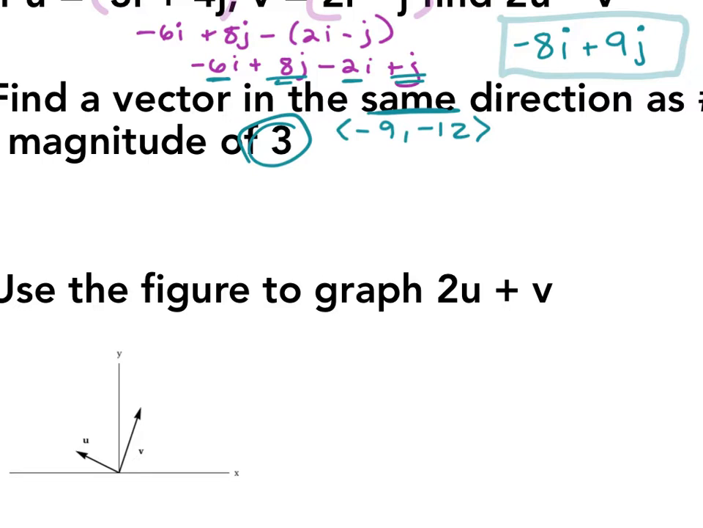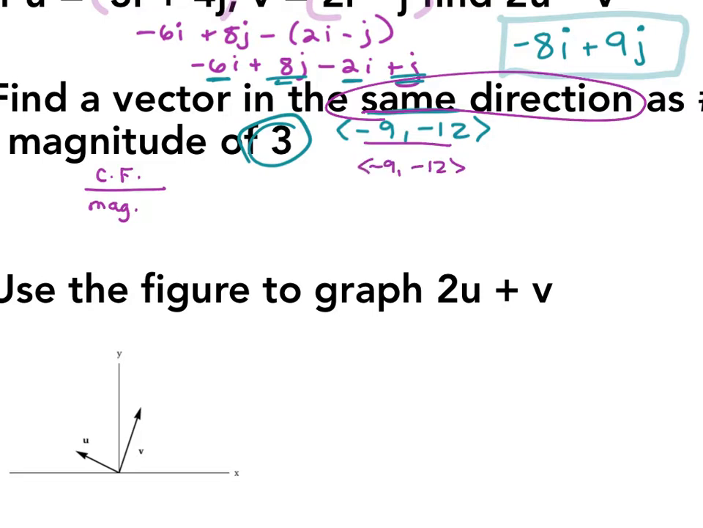So to find something in the same direction, we do the component form of the initial vector over the magnitude of that vector. So I already know the component form. It's -9, -12. And then we found the magnitude already from number 1. It was 15. If I didn't know it, obviously, I'd have to find the magnitude. So then these you're going to split and simplify.